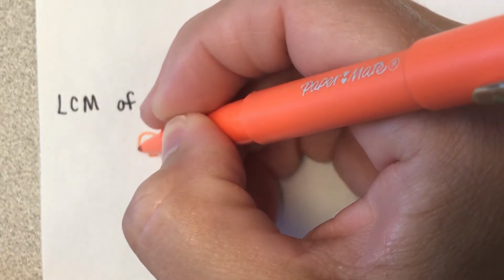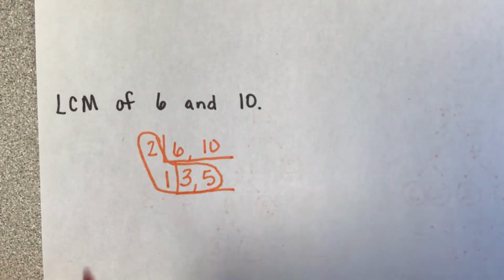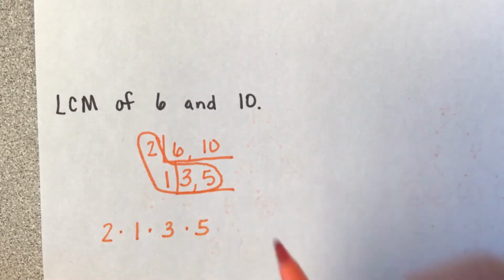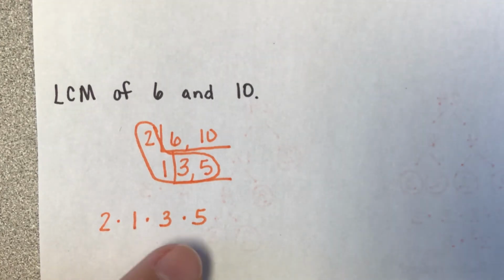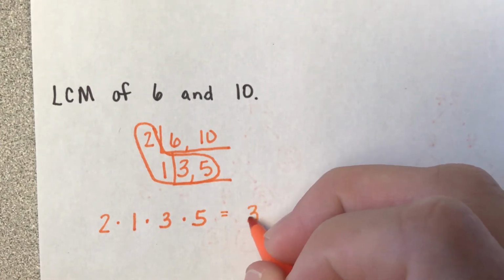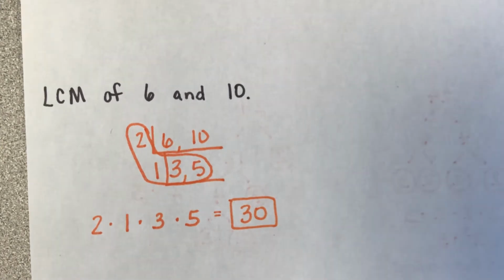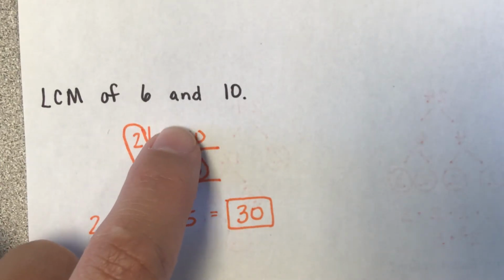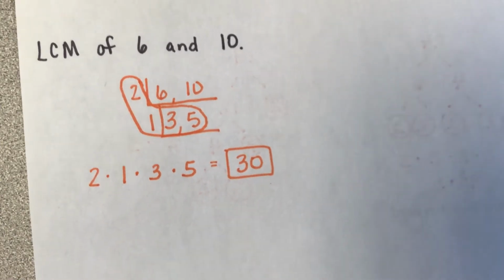So remember, you multiply the side and the bottom, forming your L. So 2 times 1 times 3 times 5. 2 times 1 is 2. 2 times 3 is 6. 6 times 5 is 30. It's important that you take the time to actually work this out, because I have a feeling that if a lot of students had seen this, they would have jumped to the conclusion that the least common multiple was 60. But if you take the time to work it out, you'll clearly see that it's actually 30.